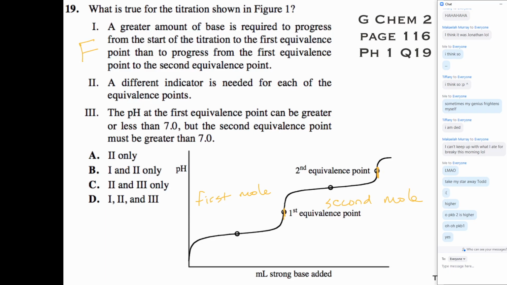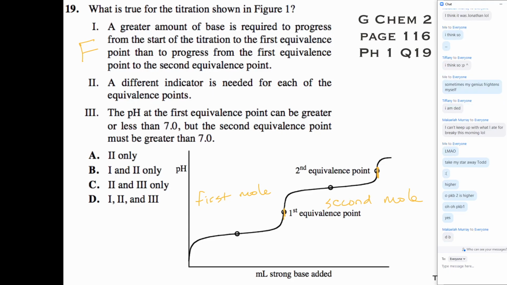Perfect. So help me out. What can I get rid of? B and D are gone. Does that mean this automatically is true?